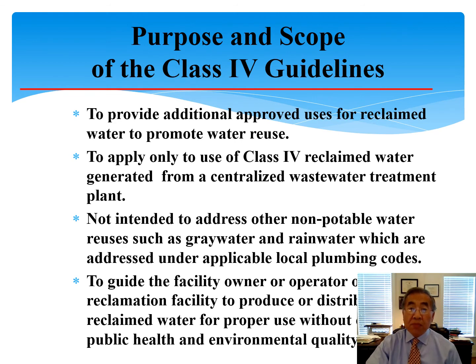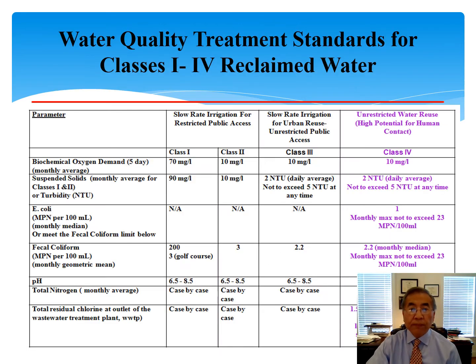The purpose of this guideline is to provide an additional resource, reclaimed water, to promote water reuse, and to apply this Class 4 guideline only to treated wastewater coming out of a treatment plant. So this is the general purpose and scope, and this guideline does not cover gray water and rainwater reuse.